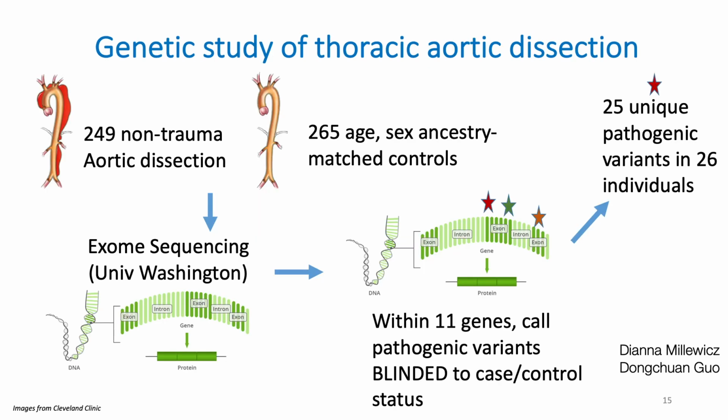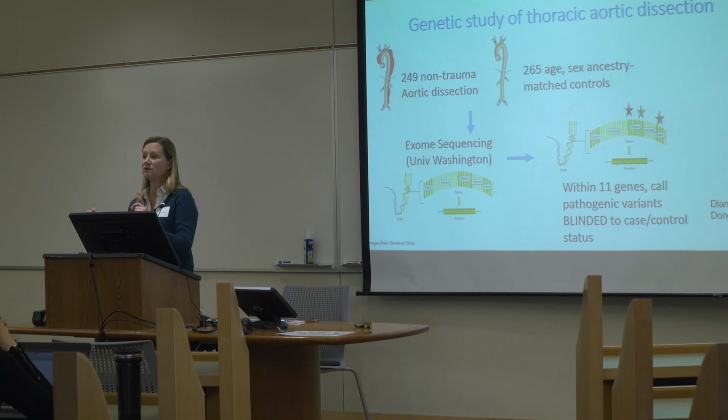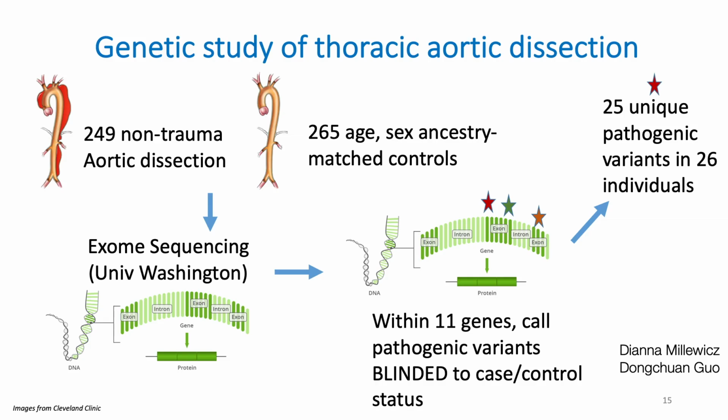We selected age, sex, and ancestry matched controls. So using the GWAS array data, we could select a control that was closely ancestry matched. We sent them all for exome sequencing, and when the data came back, we took every variant identified within the 11 genes that were known to cause aortic dissection, and we sent all these variants to Diana Milowitz, who is the world's expert on aortic dissection genetics, and she annotated all the variants we saw in either cases or controls as pathogenic or not.